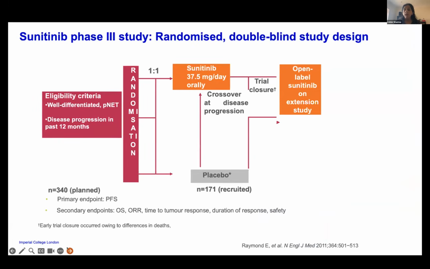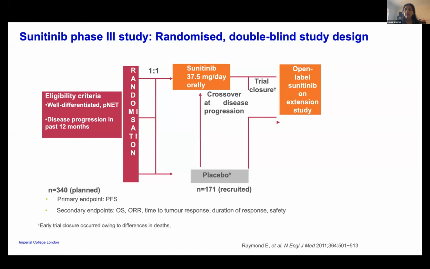Well, both studies were published in exactly the same issue of New England Journal back in 2011. Both studies, and I'll go through each one individually, but essentially they both enrolled well-differentiated pancreatic neuroendocrine tumors. Patients for the sunitinib study had to have progressed within the past 12 months, and most of them had all received prior treatment with somatostatin analogs.